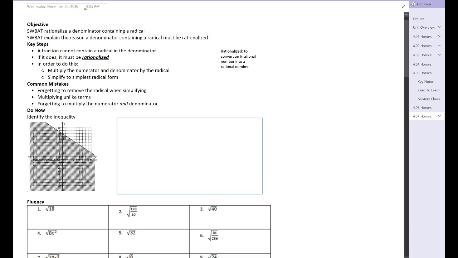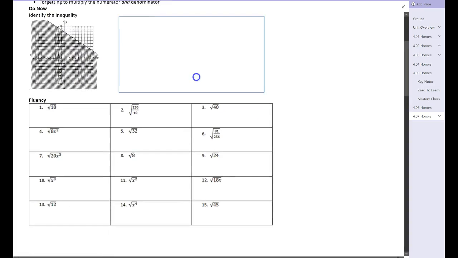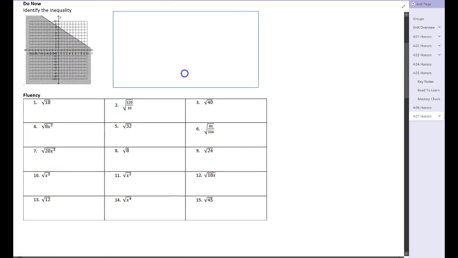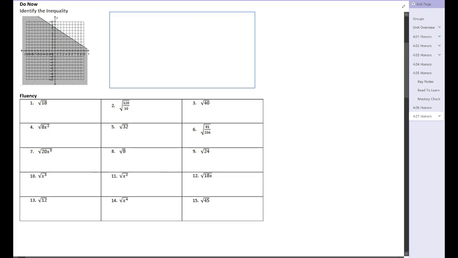It's actually very simple to do, but again, as we've learned with radicals, things that seem simple at the outset actually end up being a little difficult. So what I want you to do for now is, if you have not yet done the do now, do the do now really quickly, pause, do the do now. If you've already done the do now, go ahead and watch.